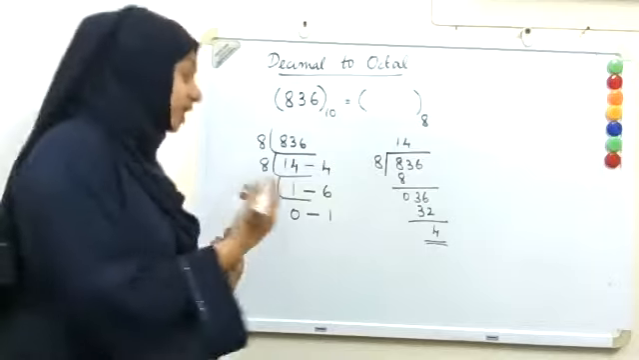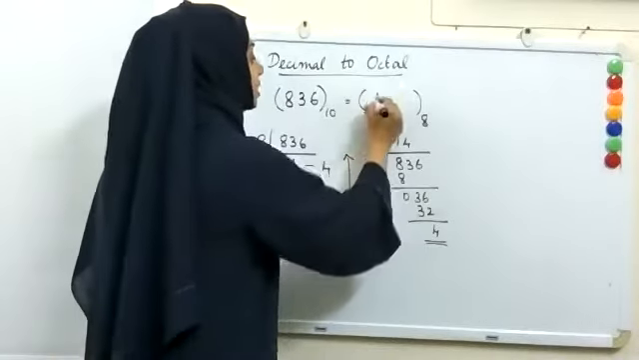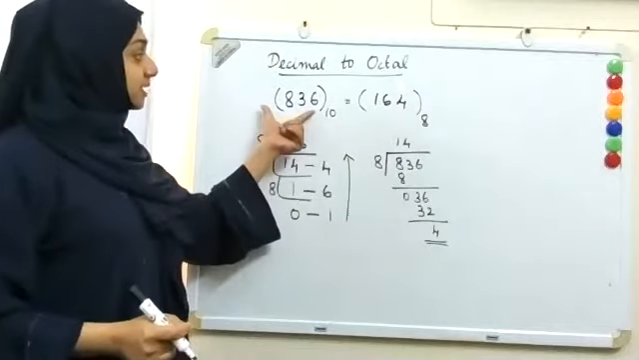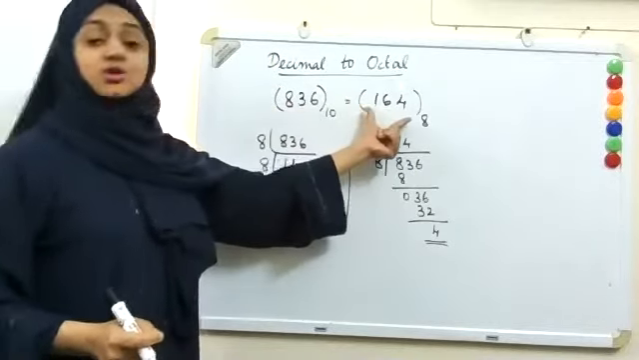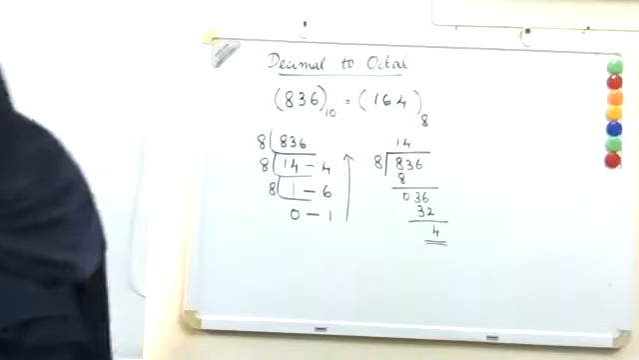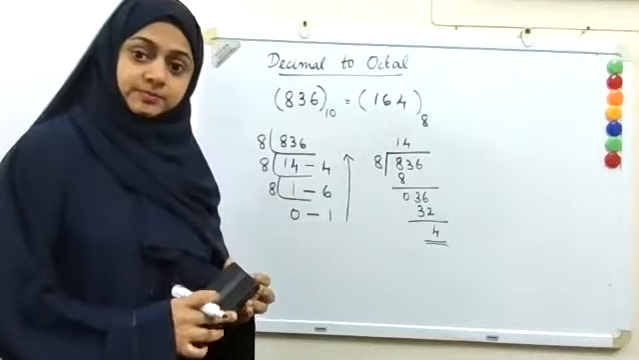1 to 4. We have to write in this order, so it will be 1, 6, 4. So we converted the decimal number to octal number. Is this clear to you? How to convert the decimal number to octal?